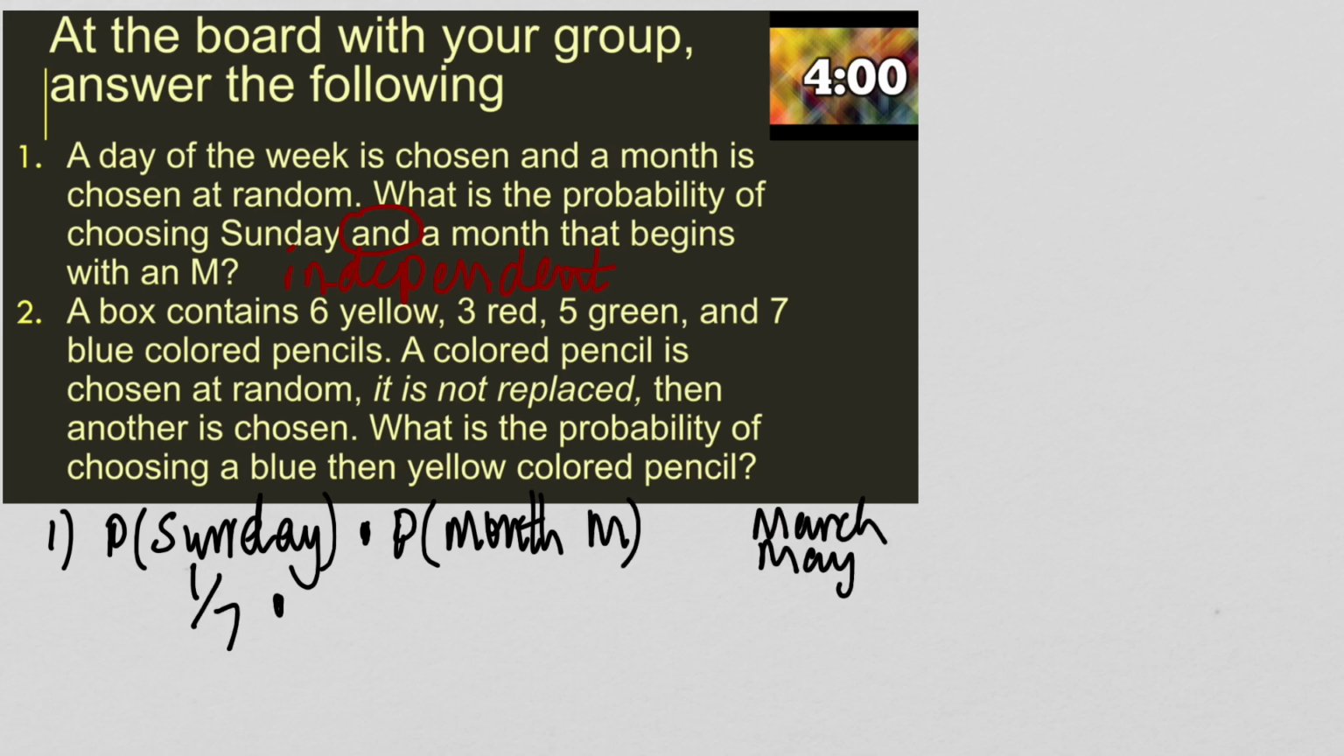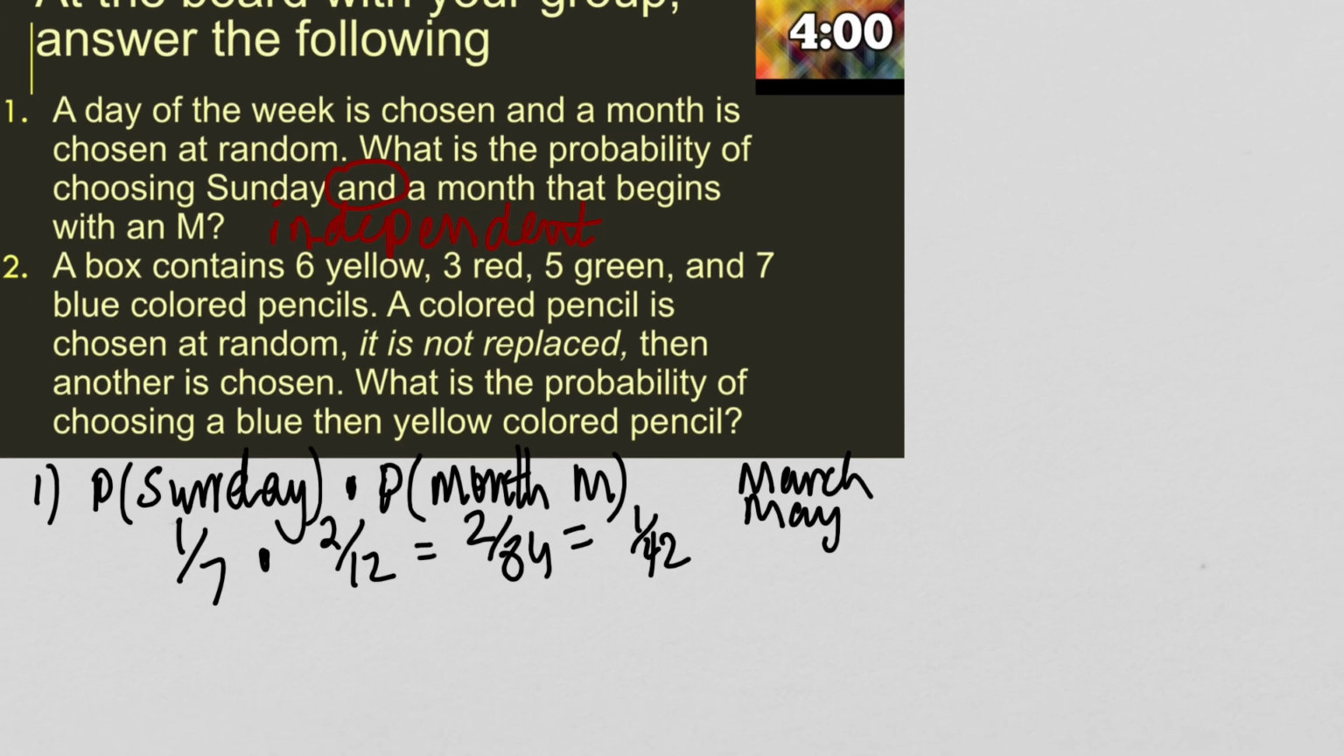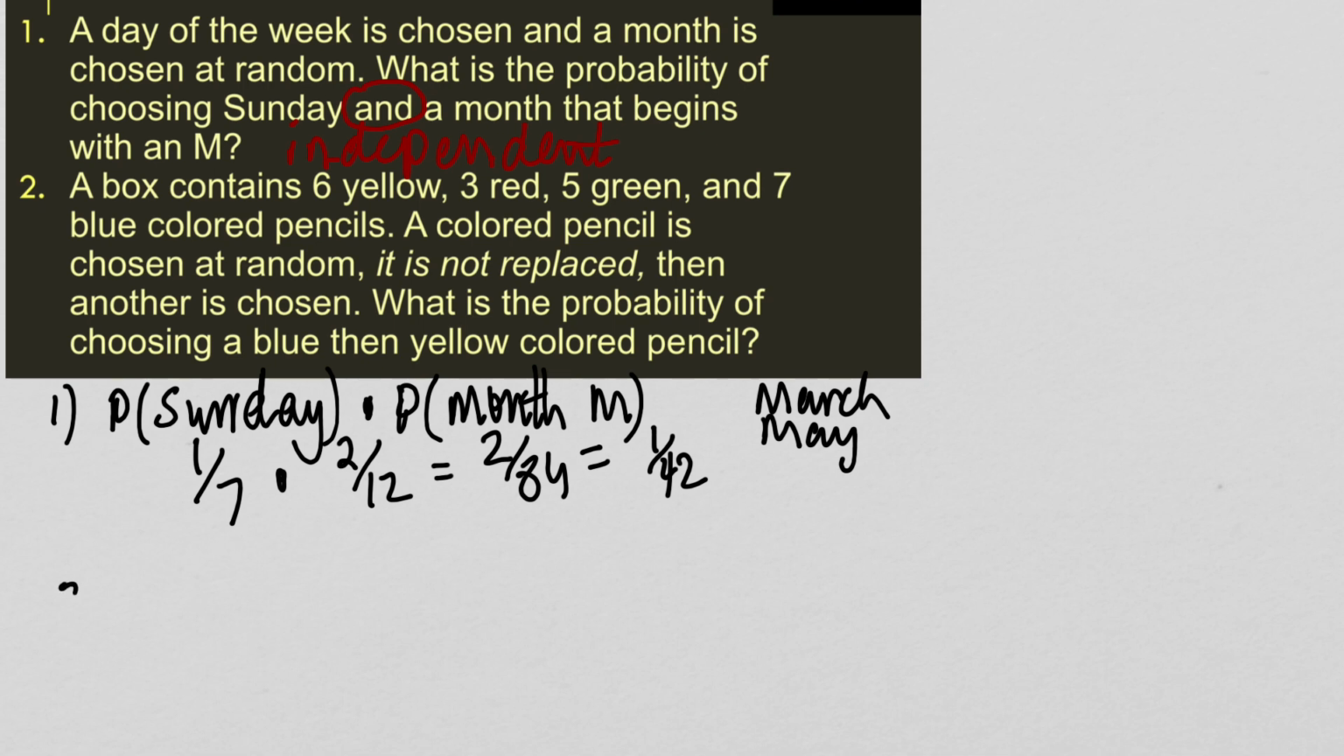Okay, so to pick Sunday would be 1 day out of the 7 days of the week, 1/7. To pick a month that begins with M, there are only 2 months that start with M, March and May. And there are 2 out of a total of 12. So if I multiply this, I get 2 out of 84, which reduces to 1 out of 42. And you could also go ahead and put it as a percent if you'd like.